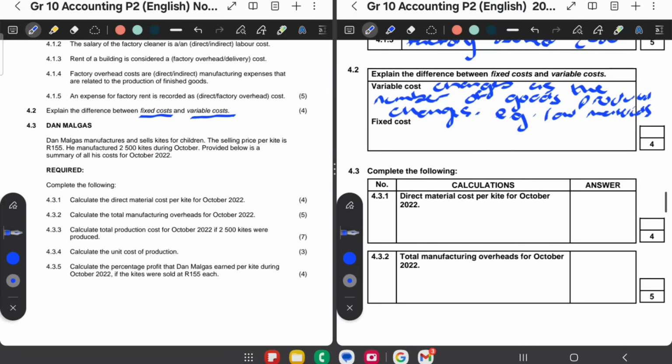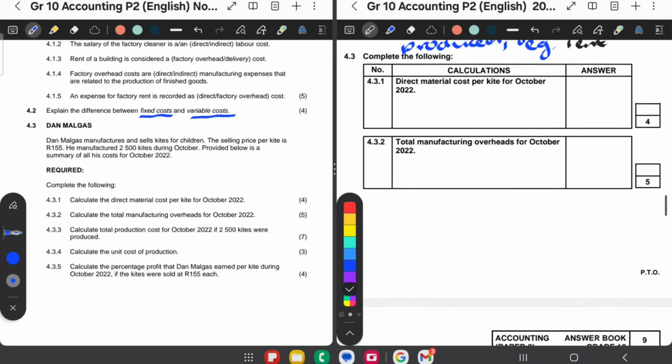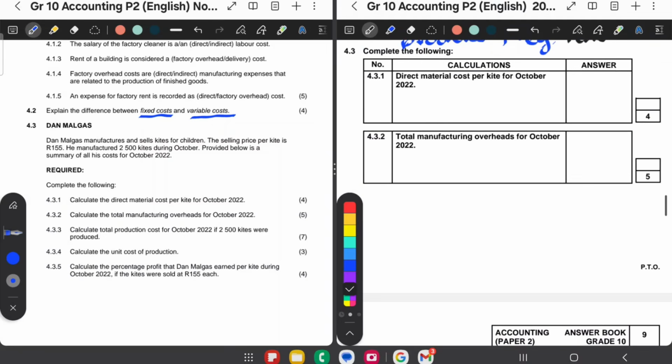And then a fixed cost stays the same. So this one remains constant irrespective of the number of goods made or produced. We can give an example. An example will be the rent that you pay. That will be the same every month. Doesn't matter how many products you produce. So let's go on to our next question.